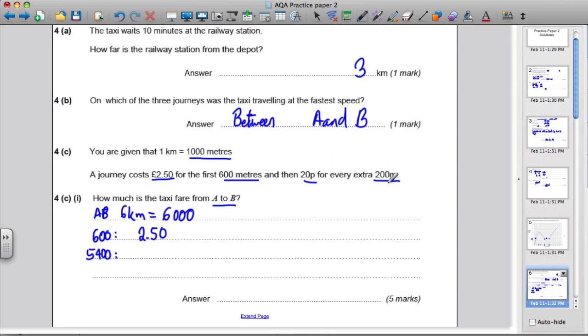Now, how many 200 metres in 5,400? A little side working here will tell you that there are 27 200s in 5,400, and for each one it's 20p. So you're working out 20p times 27, and for that you get £5.40. So adding them together, you get a total of £7.90. Do write your pounds in here, your unit. That's how much the taxi costs between A and B.